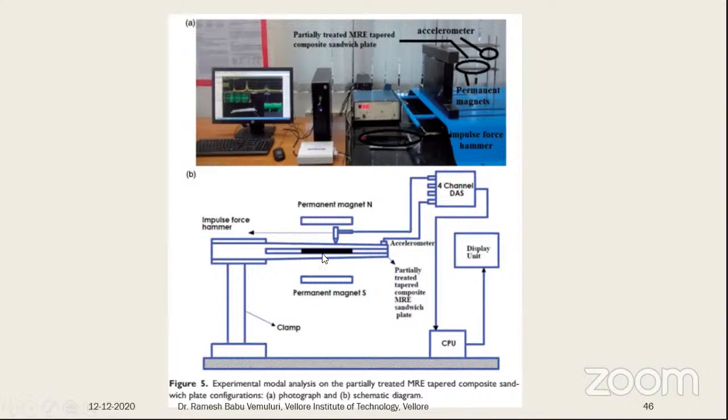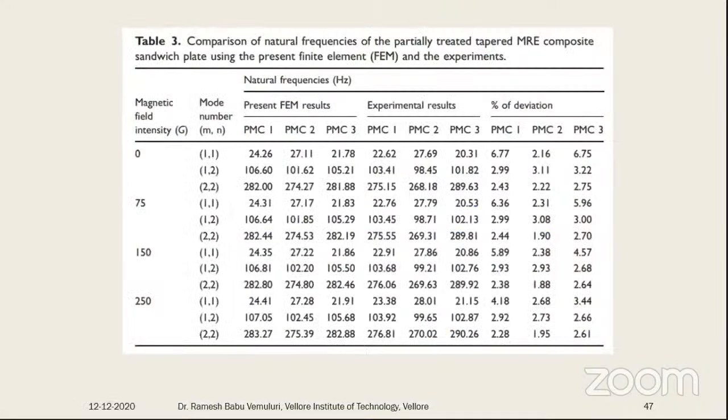And for the partially treated case, permanent magnets are used, where the magnetic field is applied only for a particular patch location. And these results are compared with the FEM results, the finite element formulation results. So here we can observe there is less deviation. This deviation is within the reasonable limit. You can say that the FEM formulation and the experimental results are both in agreement.